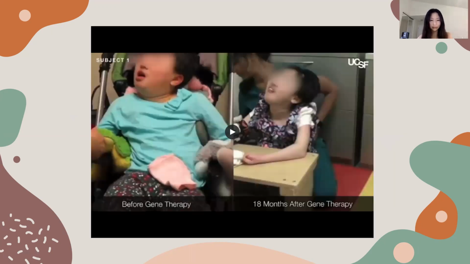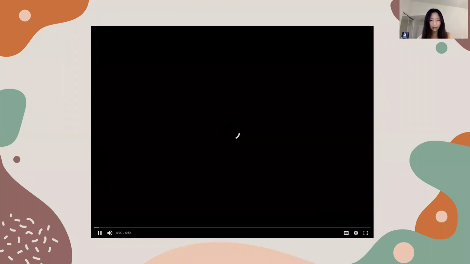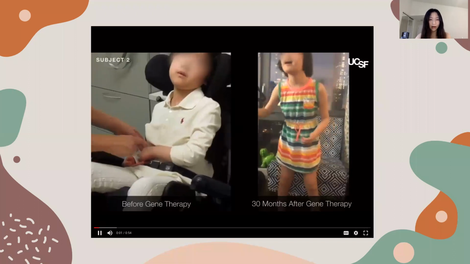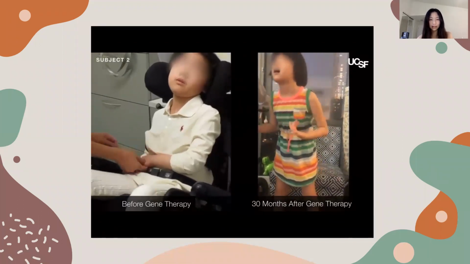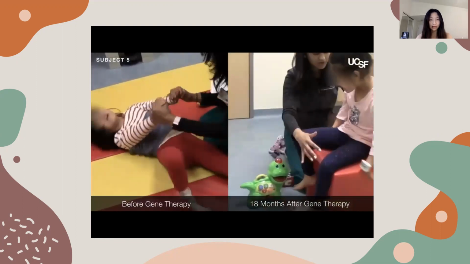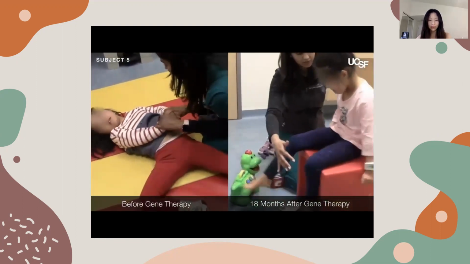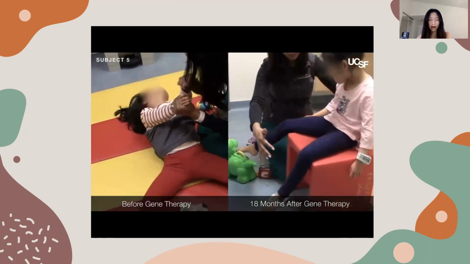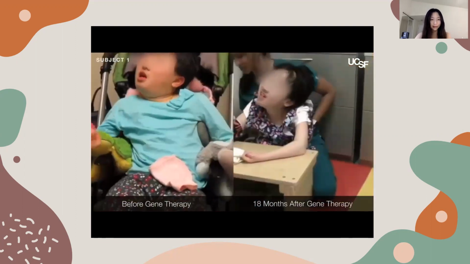So here's a video that we'll watch a few seconds of. This is a before and after comparison video of the successful results of gene therapy in this trial at UCSF. You can directly see the great impact that gene editing has had on humans here.